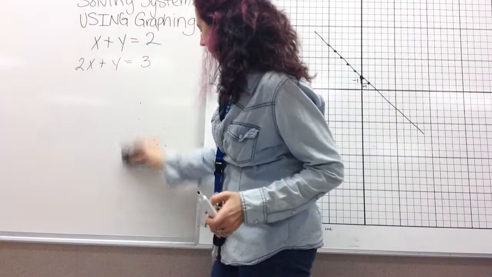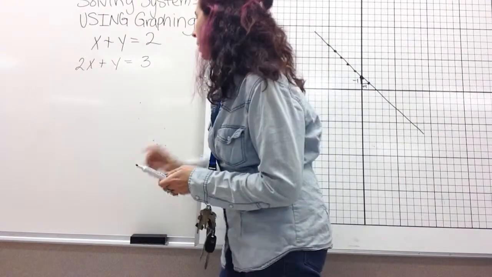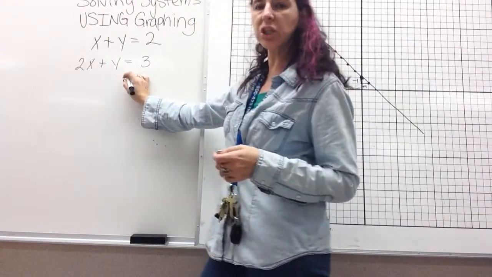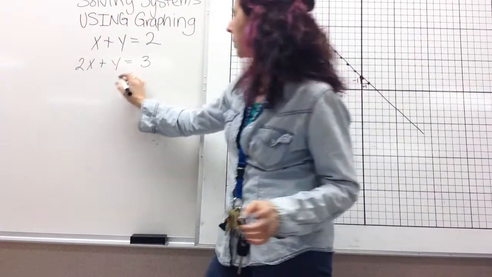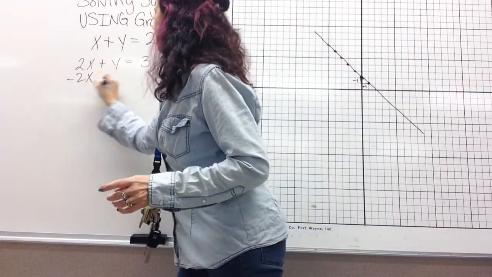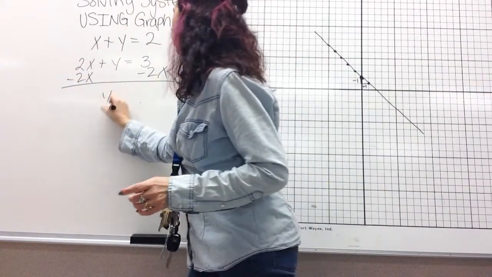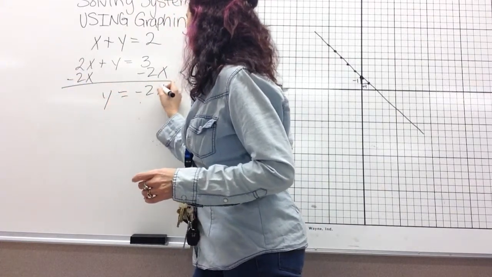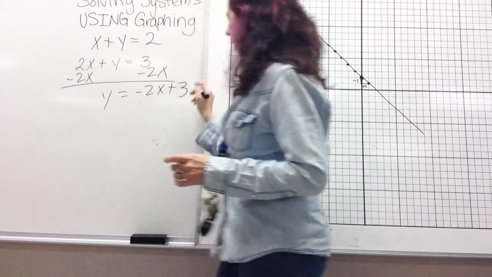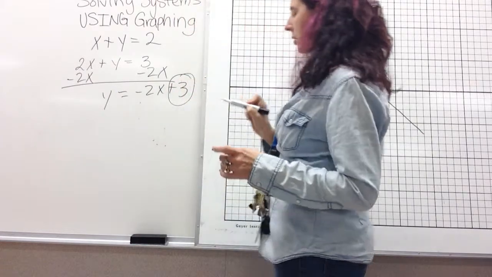Okay, so our second part would be to address our second line. So our second line is 2x plus y equals 3. So we're going to change that into slope-intercept form. Subtract 2x here, subtract 2x here. Y equals negative 2x plus 3. Again, we start here. This is our y-intercept.